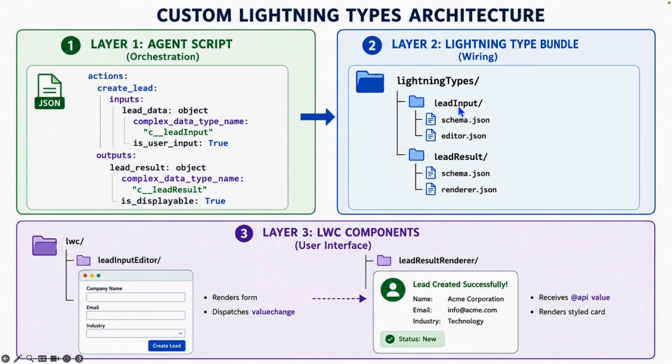Then we have the second layer, that is the lightning type bundle, where you have to specify the lightning type for the input as well as the lightning type for the output. One key point I want you to take note of is that for the input we have the editor.json, and for the output we have the renderer.json. This editor.json needs to be linked with the input lightning web component that you will define, and this renderer.json needs to be linked with the output component that needs to be defined.